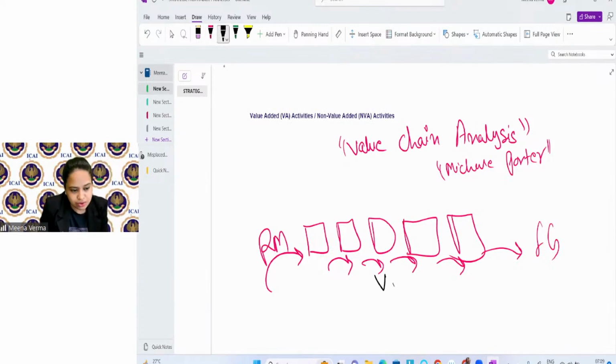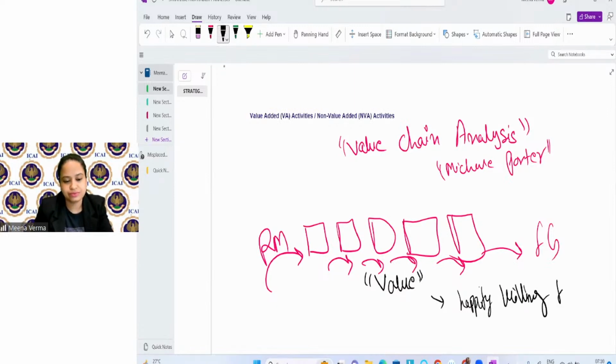So what I'm using a word here, value. Value means something for which the customer is willing to pay you the money. You are providing some special thing to the customer because of which customer is happily willing to pay you the money. So you are giving such value to the customer, because of which the customer is happily willing to pay you the money.